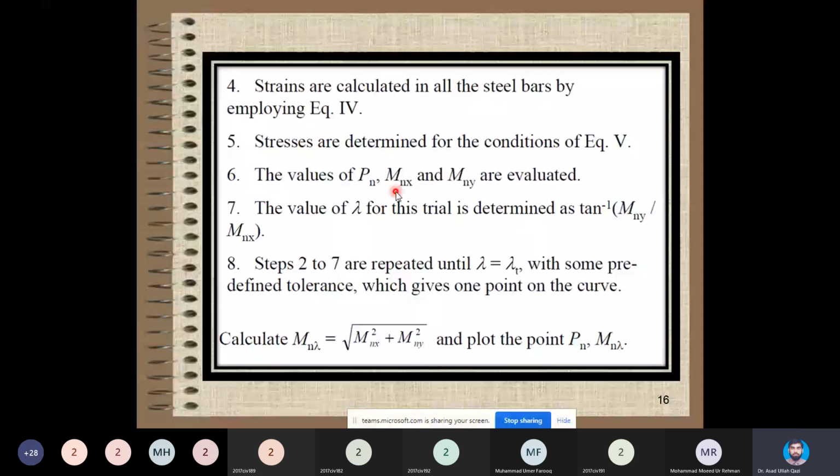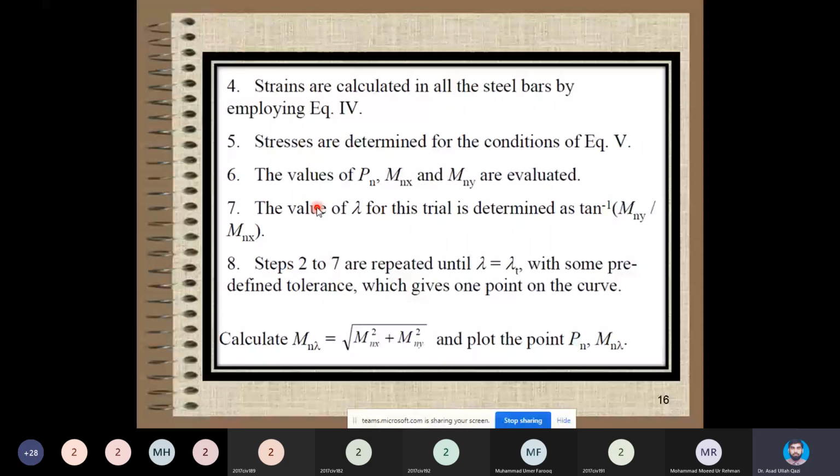Once you get MNX and MNY, lambda is the inverse tan of MNY over MNX. Now at this stage you will realize whether the calculation you have done is close to what you are asked. If your Pn, Mnx, Mny are not equal to the question values, then you need to go back to step 1. Again, assume some neutral axis depth and theta and work out the latest Pn, Mnx and Mny.